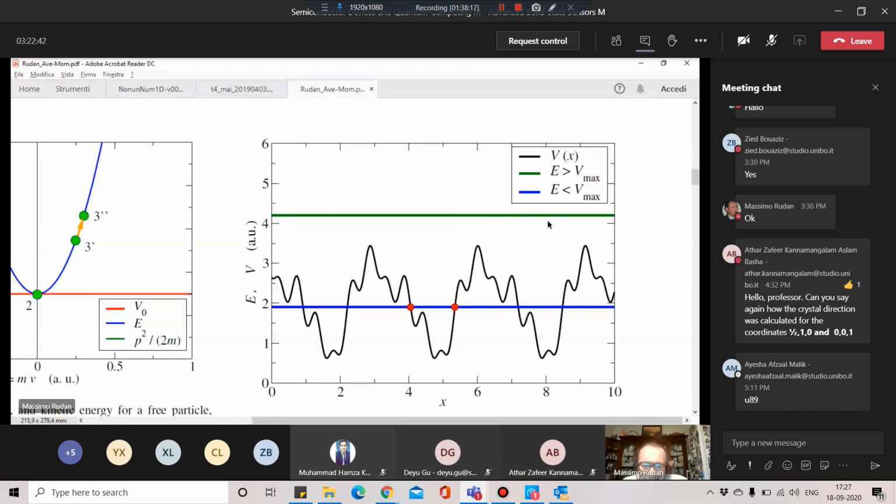Now, the reasoning is this. What is the typical period of the potential energy in a crystal? The period is determined by the distances of the atoms. So the typical period is the lattice constant, like 5 angstrom, you remember, okay?